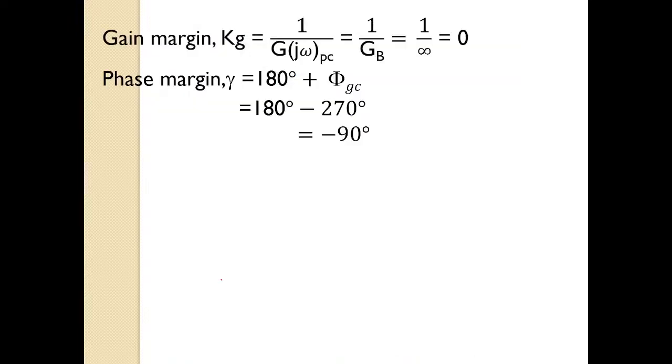Now determine the gain margin. So what is gain margin? K suffix g is 1 by G of j omega pc, that is the sinusoidal transfer function at phase crossover frequency. That is nothing but GB. We have assumed that the plot will intersect the real axis at some infinite point. Therefore, GB is infinity. So 1 by infinity is nothing but 0. So gain margin is 0. Phi GC we have got minus 270. So 180 minus 270 is minus 90. Okay, so you people solve this and plot the graph.